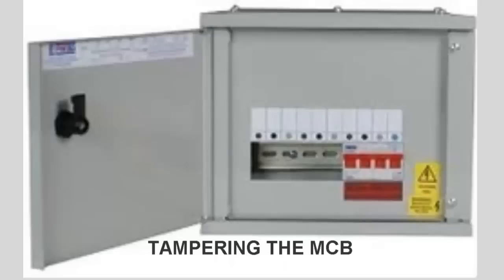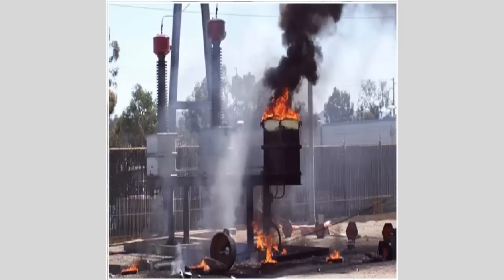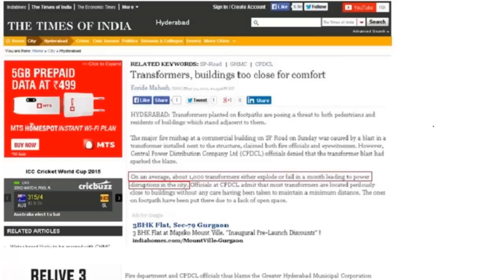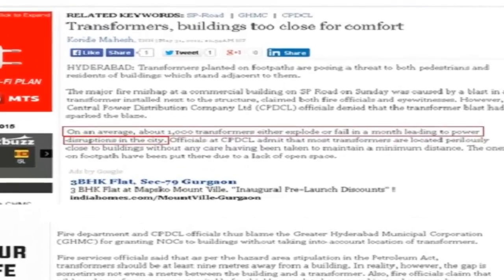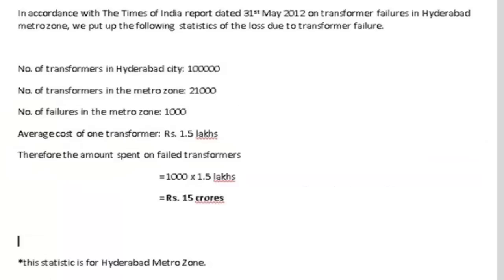People use a high current rating MCB and draw more power from the energy meter than the prescribed limit. When this is the case in a large number of houses, the transformer gets overloaded and the result is failure. These are some of the statistics on the expenditure of the government on the failed transformers based on a Times of India report. Thus, it has become the need of the hour to put control over unnecessary power consumption.